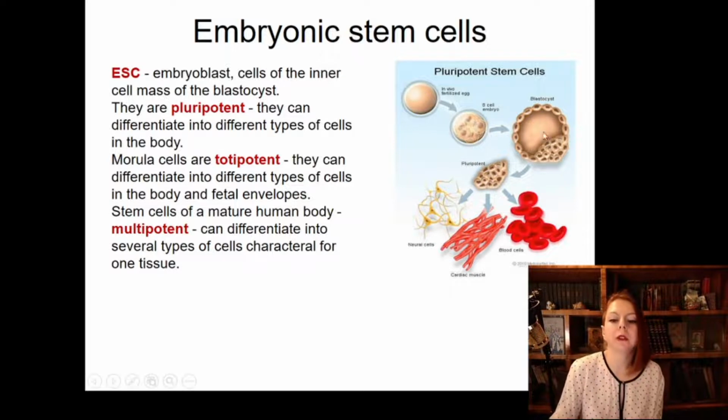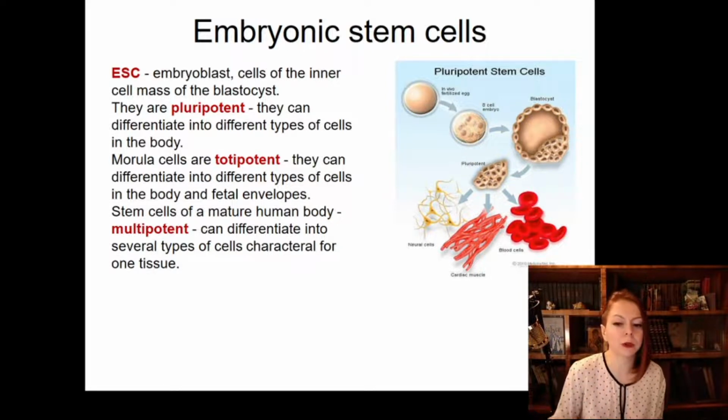But they are actively dividing cells. So if they are transplanted into an adult organism, they always form teratoma. These are tumors containing a mixture of different tissues. So they themselves cannot be transplanted. They should be retransformed into some tissues, and only after that could those tissues be transplanted into the recipient's organism.